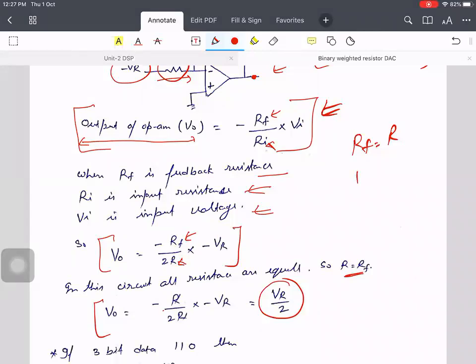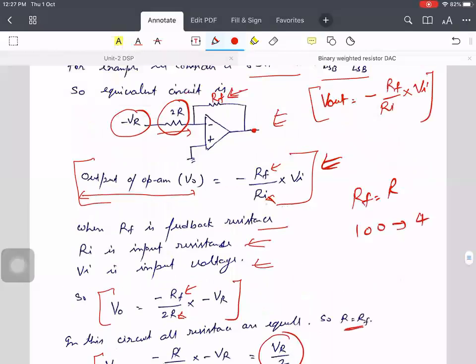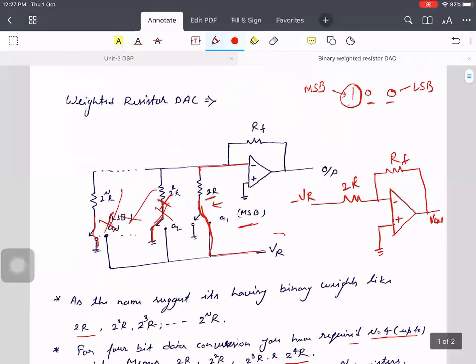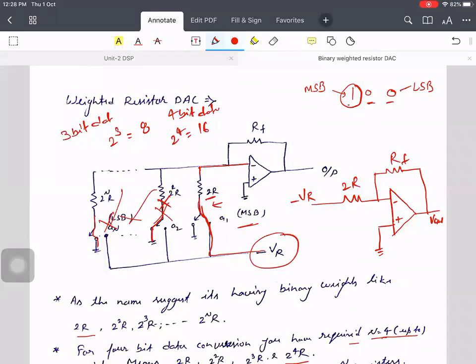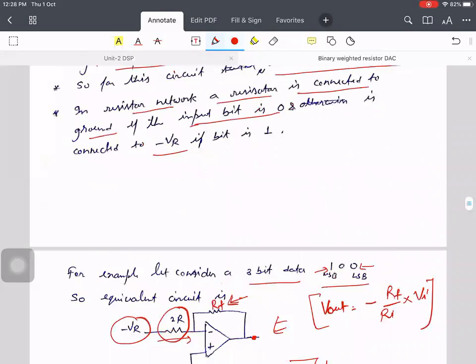So if you remember, the decimal value of 100 is 4. And also you have to remember that whenever you apply this minus VR, it will be 2 to the power n. Suppose you are taking 3-bit data, so 2 to the power 3 is 8. If you are taking 4-bit data, so 2 to the power 4 is 16. So here, for example, we have considered the data is 3-bit.